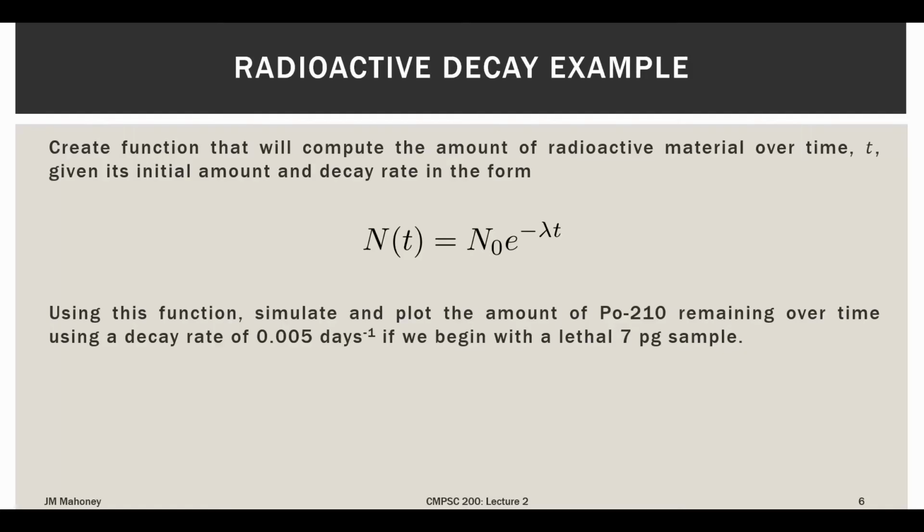First, we're going to create the function that will model this in general for any material that exhibits this sort of decay rate. Then once we have our function created to calculate that, we're going to apply it to a specific instance where we have a 7 picogram sample of polonium-210 that has a specified decay rate, and we're going to see how the amount of the substance varies over time, and make a plot using the function that we just created.